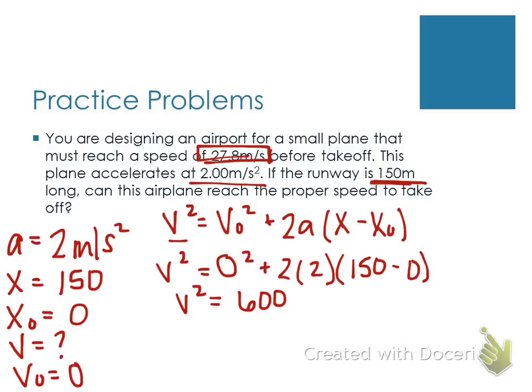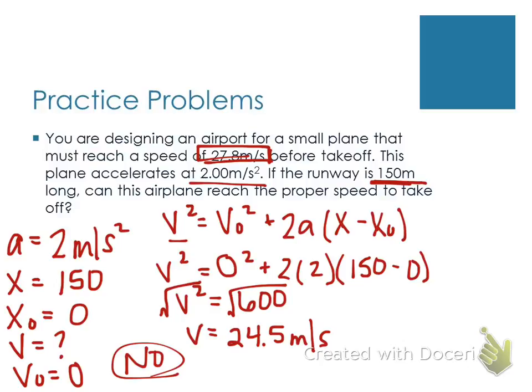To get v by itself there, what do we need to do algebraically? Good, we're going to square root both sides. So that means our velocity that our plane is going to reach at the end of the runway is equal to what? 24.5 meters per second. Do we agree with that number? So, is our plane going to be able to take off? No, they're not going to reach the proper speed.